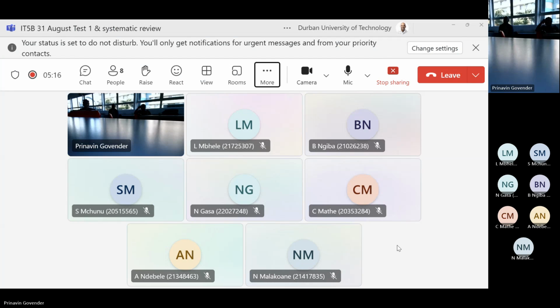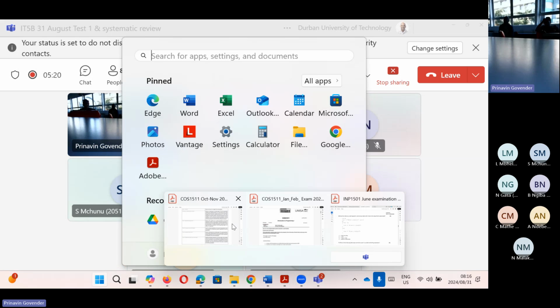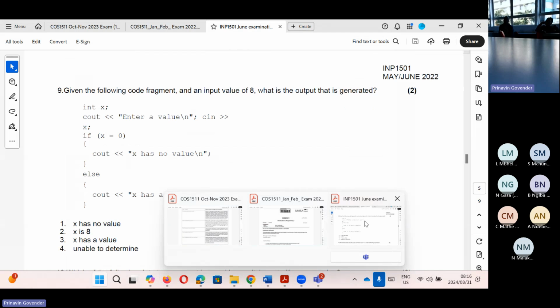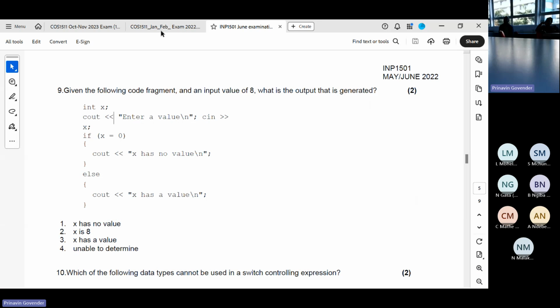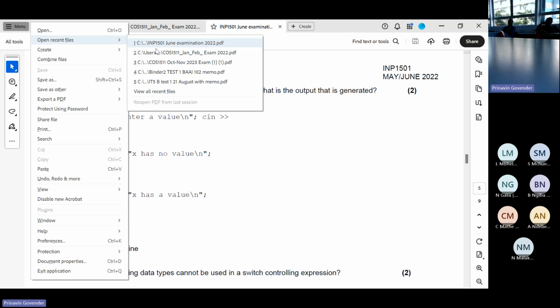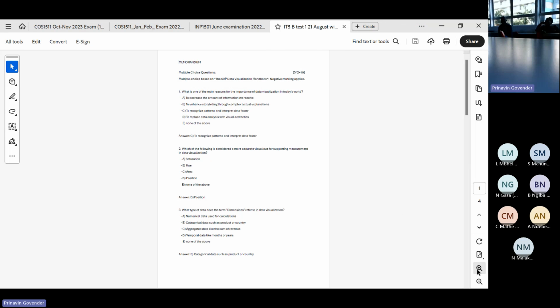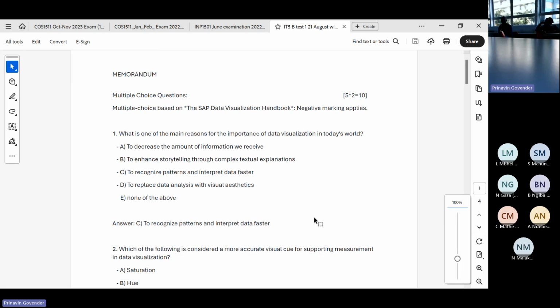Okay. Right, so let's quickly review the test. There were some questions as to how I marked it. What did I do? Let's look at the test. Let's open it up. Open recent files. Right. So this was the test that you wrote. So let's go through the questions. It says multiple choice based on SAP data visualization handbook. Okay, I wrote down negative marking applies, but you know me, I won't do that to you, right?